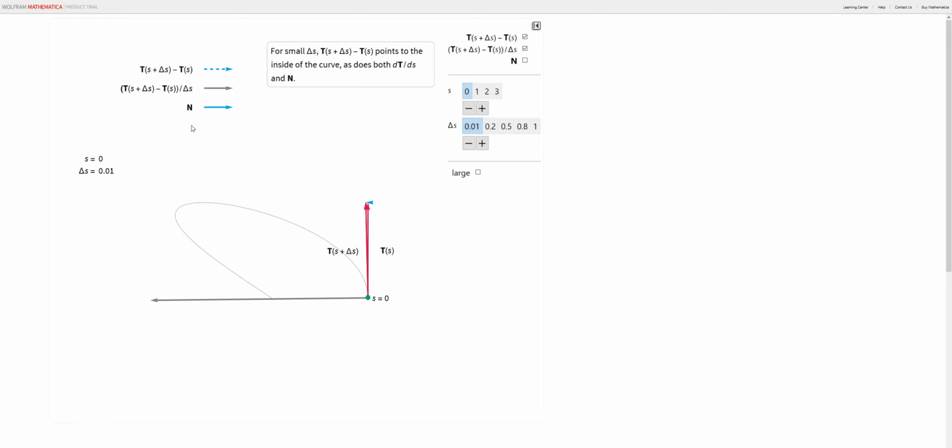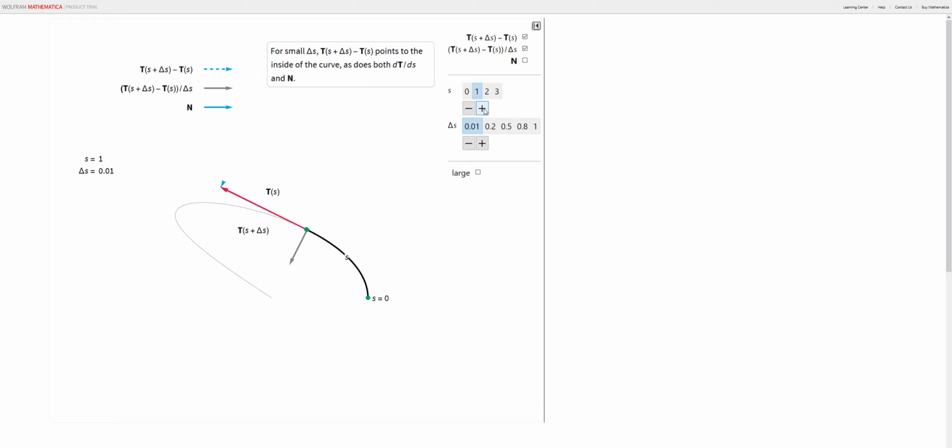So here we'll use this gray vector as an approximation for dT/ds for a delta s of 0.01. So pretty close to actually dT/ds. And remember, we actually get dT/ds by taking delta s to 0. But this will serve as a good approximation for our purposes. And remember, as we move along, this dT/ds is telling us how the unit tangent vector is changing with respect to the parameter s.